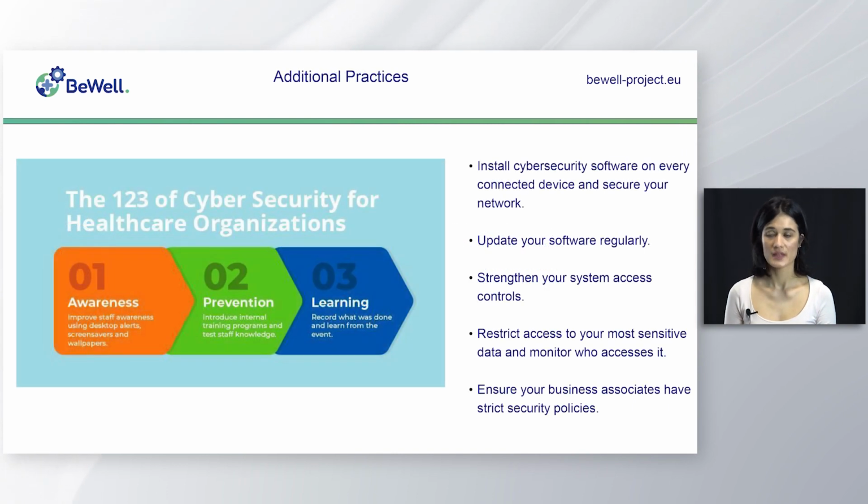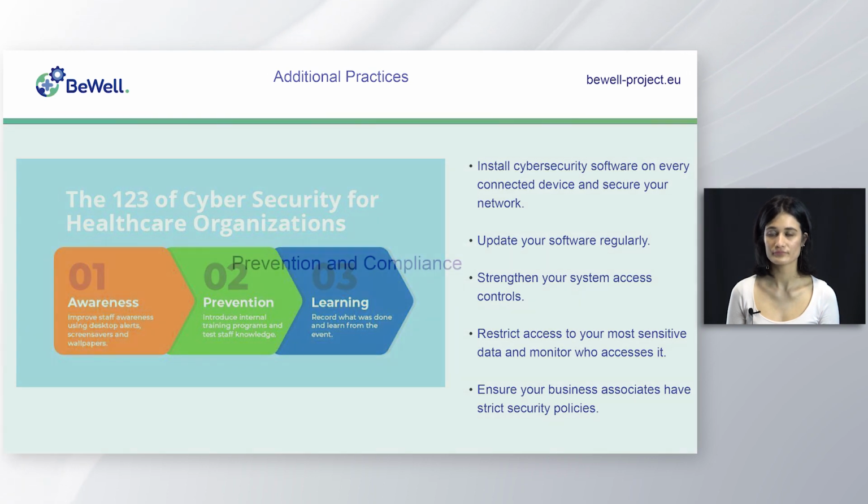Additional practices. Some additional basic security measures that stop criminals are installing cybersecurity software on every connected device and securing the network, updating the software regularly, strengthening the system access controls, restricting access to the most sensitive data and monitoring who accesses it, conducting regular risk assessments, and ensuring that business associates have strict security policies.